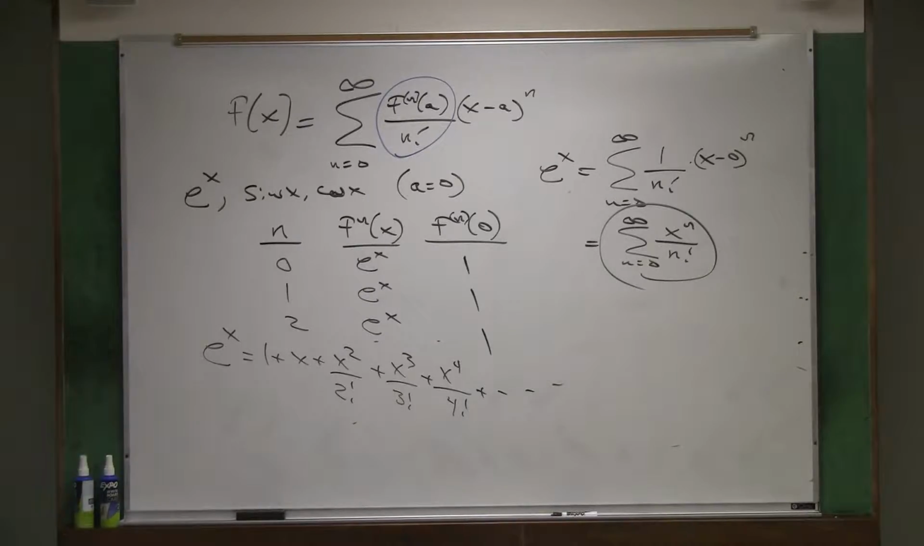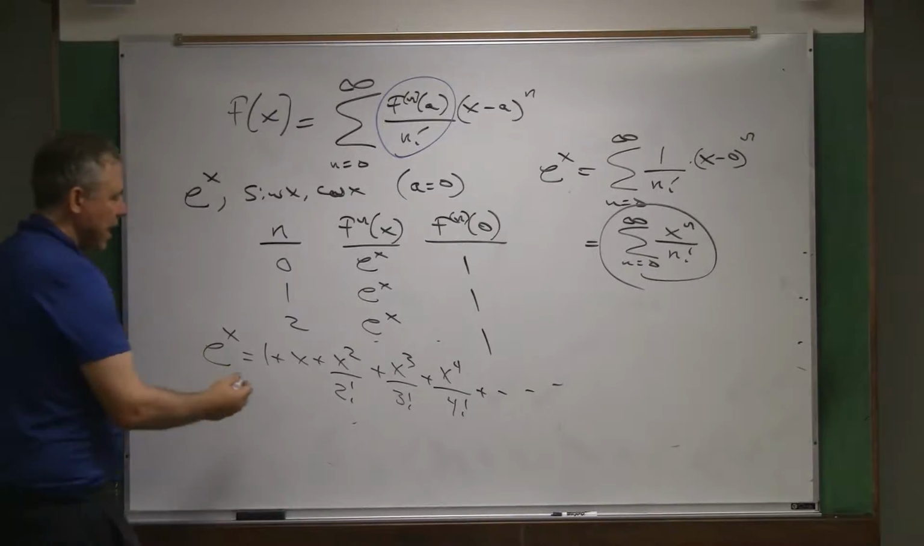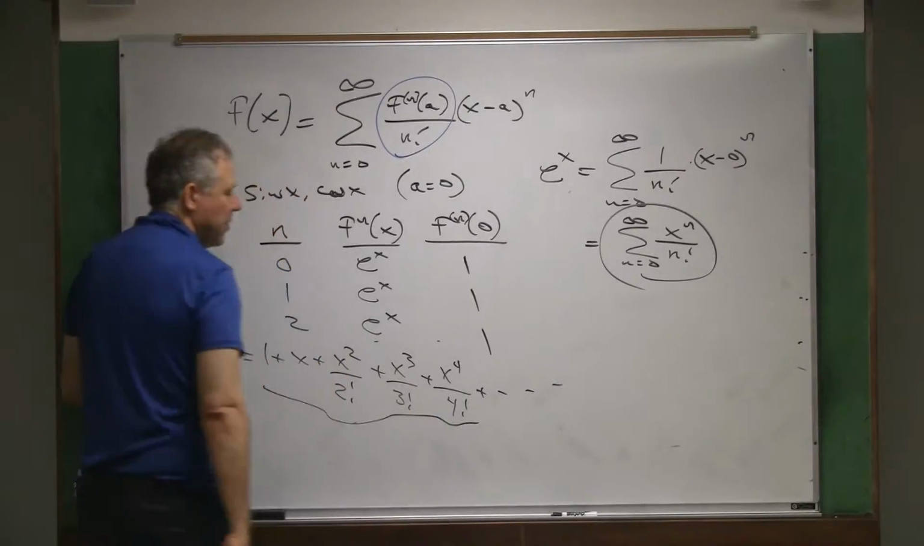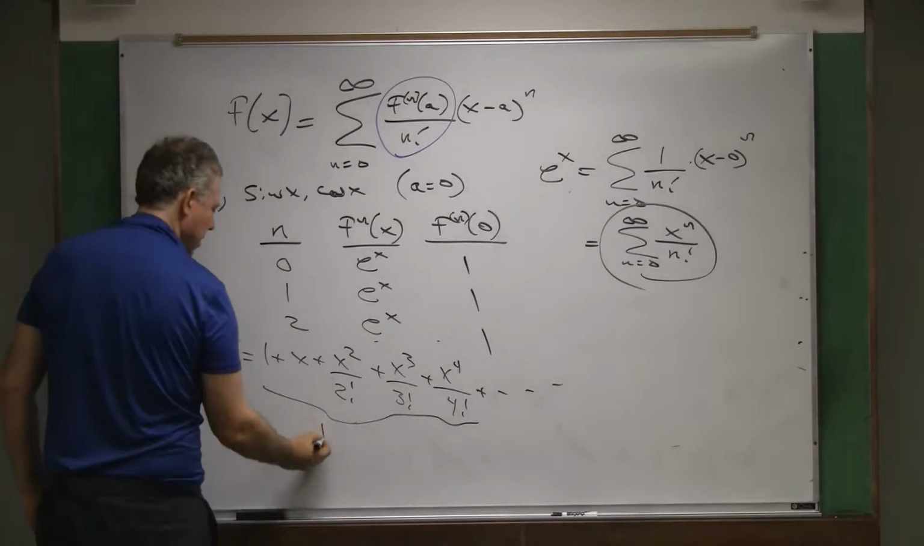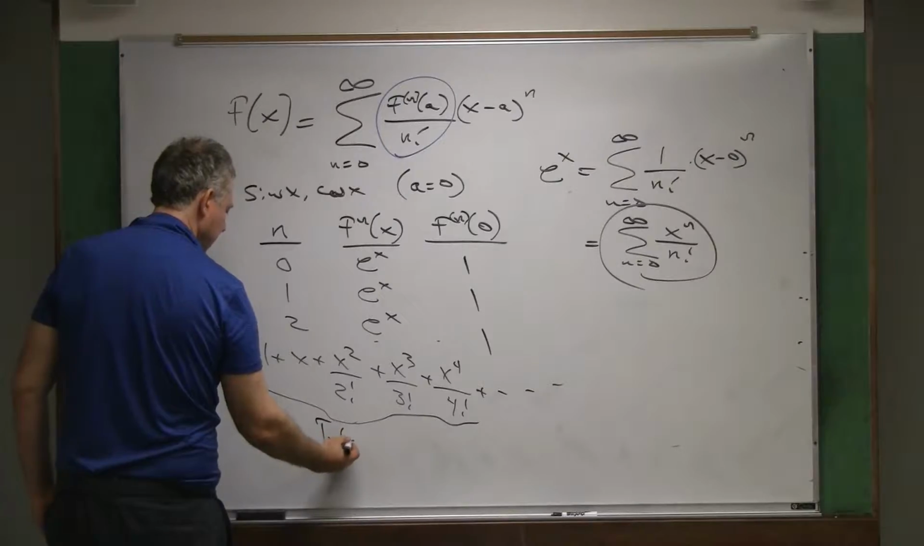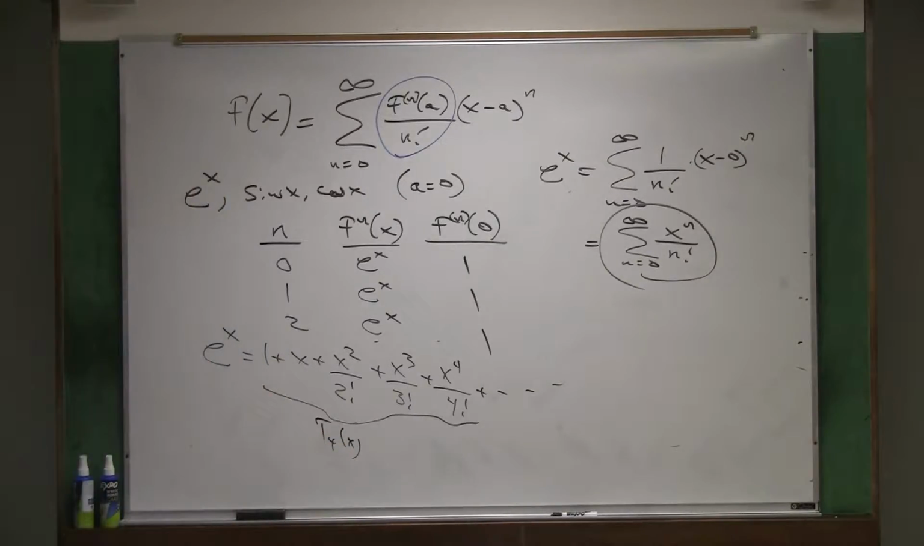Now what's really nice about this is that, let's say I went just this far, that would be called the 4th degree Taylor polynomial. In other words, that's an approximation to e to the x. This would be called the Taylor 4, T4. And so you're approximating e to the x with a polynomial.